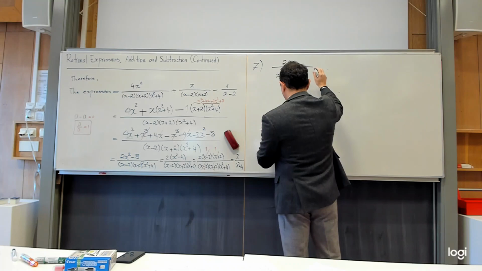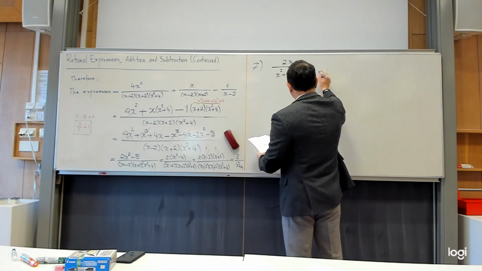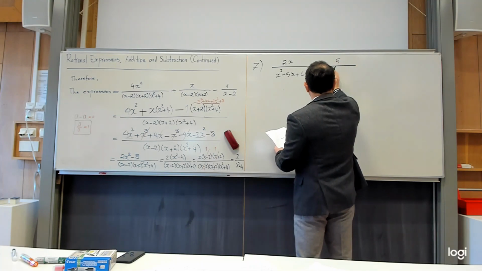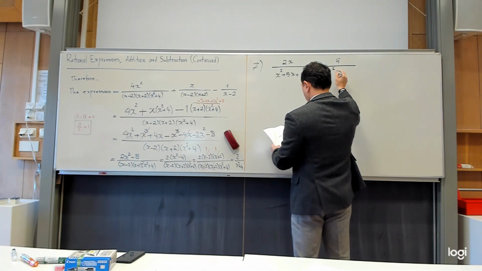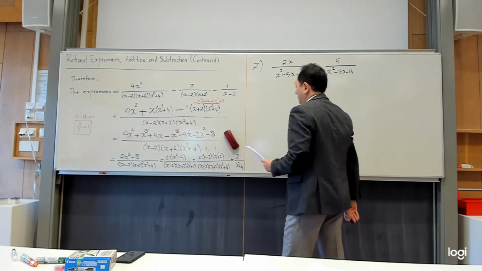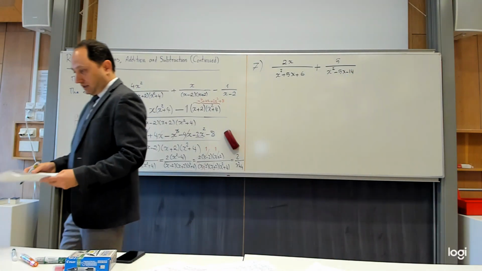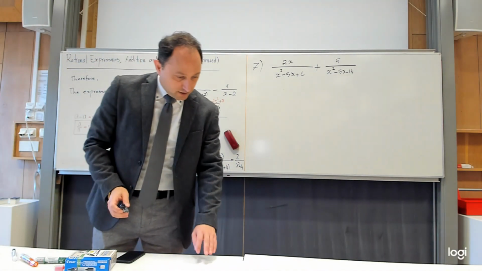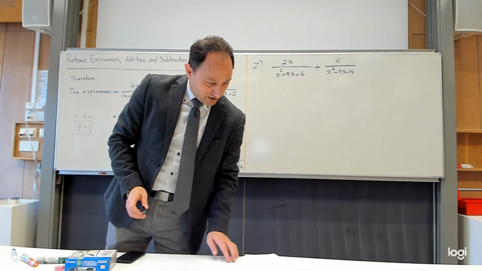Yes, and then plus you have 5 over x squared minus 5x minus 14. Okay, and then I will go to a little bit more interesting problems using these rational expressions, yes?